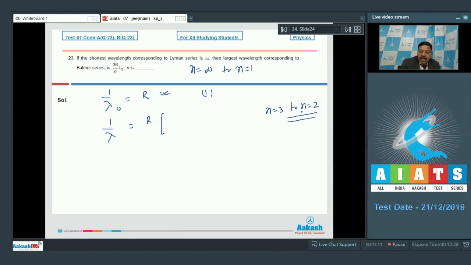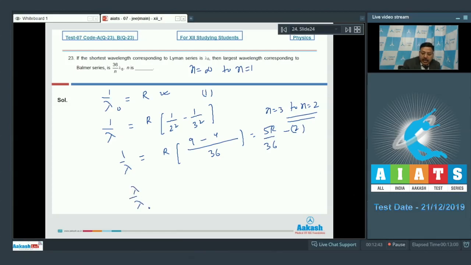So then 1 by lambda is R into 1 by 2 square minus 1 by 3 square. On simplifying, this is 9, this is 4, this is 36, or this is 9 minus 4, or this is 5R by 36. So this is our second equation. 1 by lambda is 5R by 36. We are interested in lambda, so we divide equation 1 by equation 2 and we get lambda by lambda naught equals 36 by 5. Or that means lambda is equal to 36 lambda naught by 5.